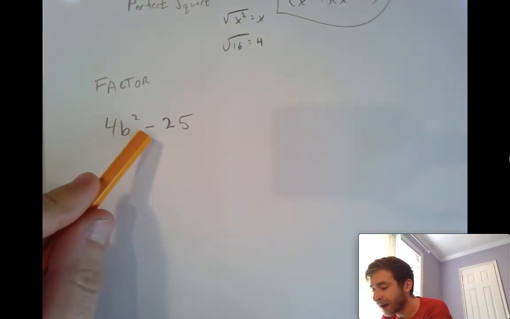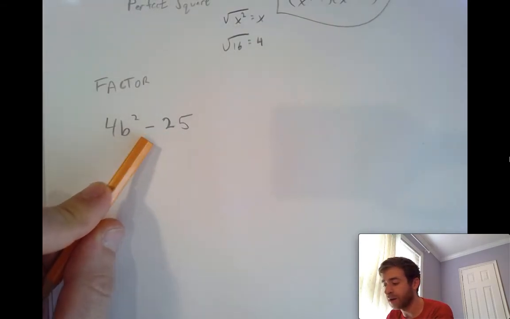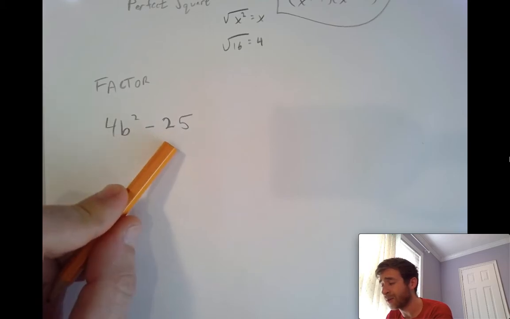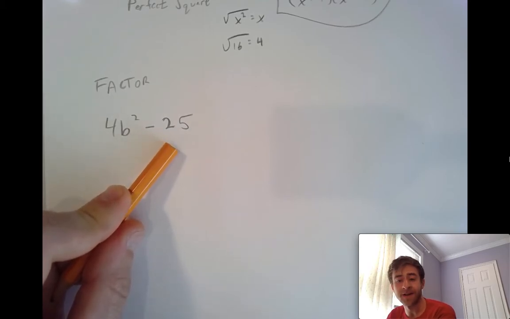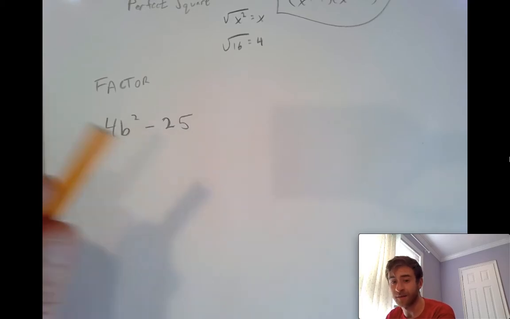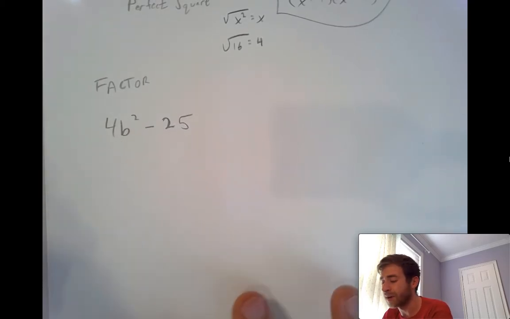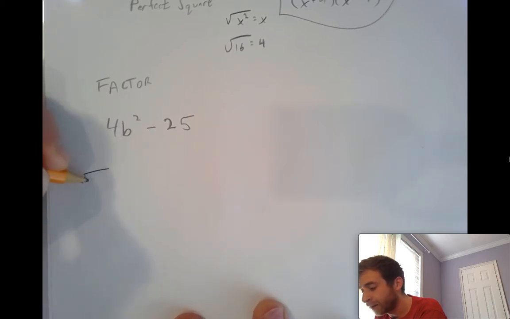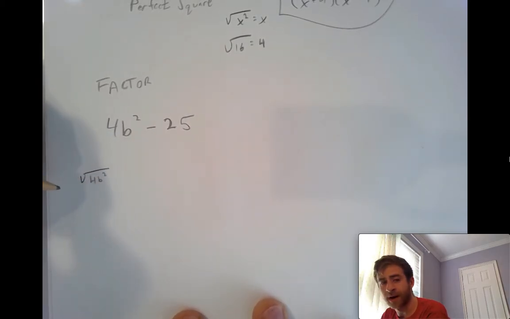And then finally, I'm subtracting, so it's a difference of at least one perfect square, and the other one, 25. The square root of 25 is a nice whole number, 5. So this is a difference of perfect squares. So now we can just do it. I'm going to do the square root of 4b squared. And so the square root of 4 is going to be 2.